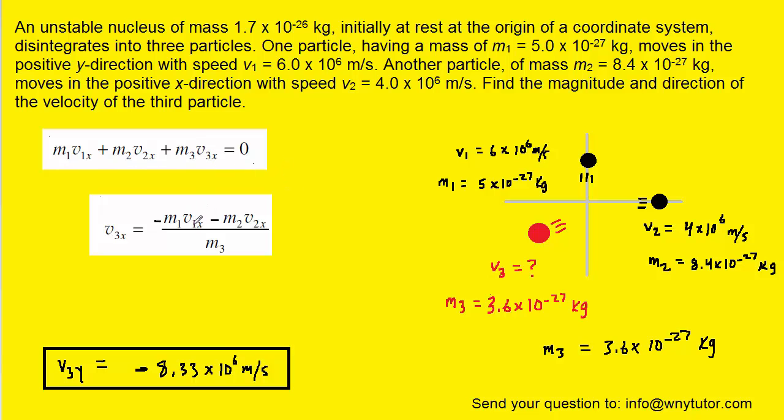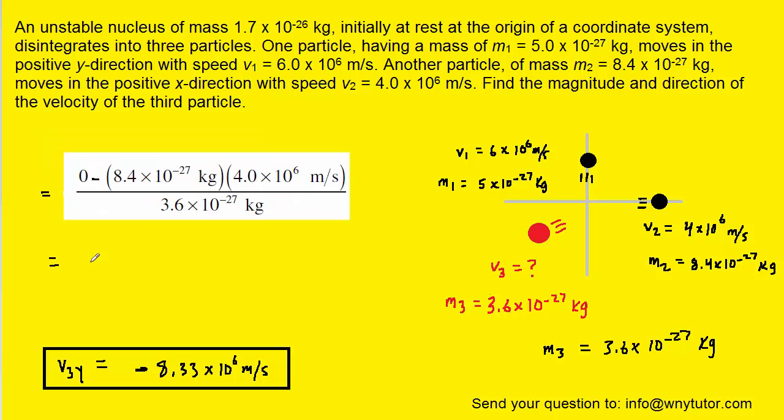Now for velocity 1 in the x direction, we want to look at particle 1, which again is moving along the y-axis. And since particle 1 is moving along the y-axis, its velocity in the x direction will be 0. So don't forget that v1x is going to be 0. With that in mind, we can plug in all the other known values. And when we compute this, we get approximately negative 9.33 times 10 to the 6th meters per second. The fact that it's negative indicates that the final velocity of particle 3 is actually moving to the left.